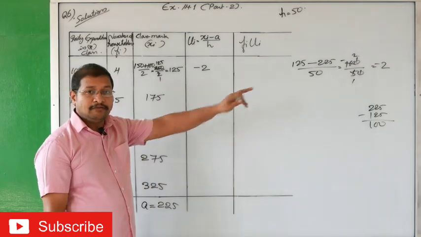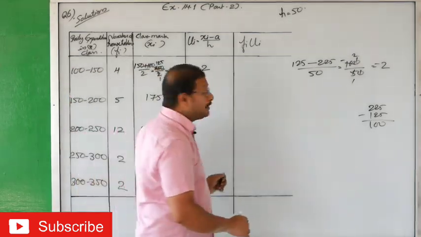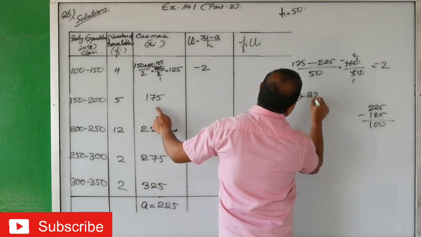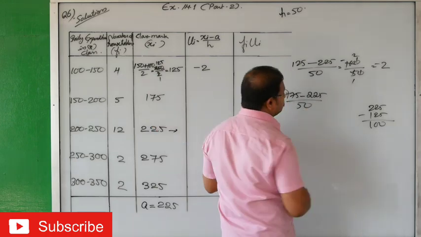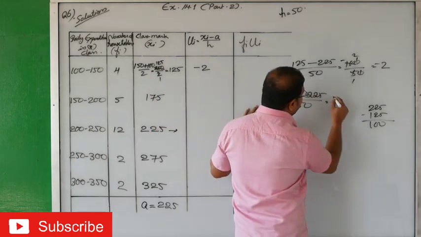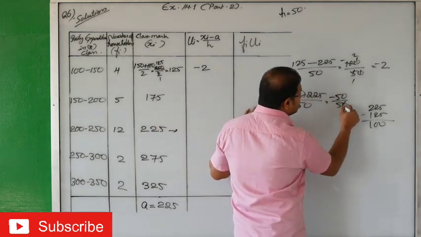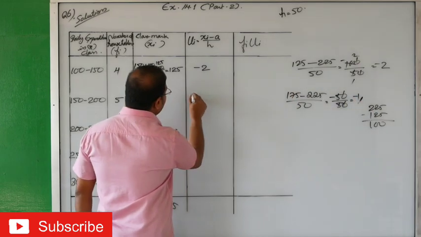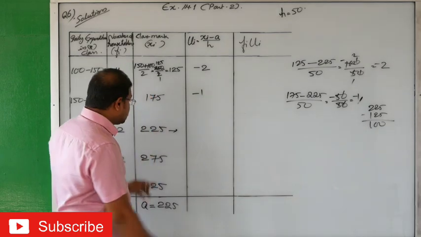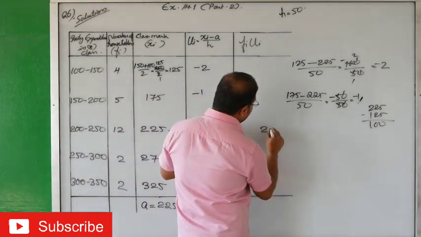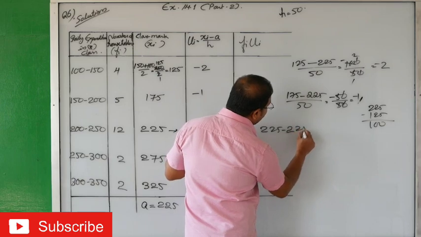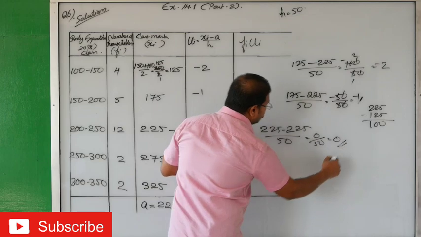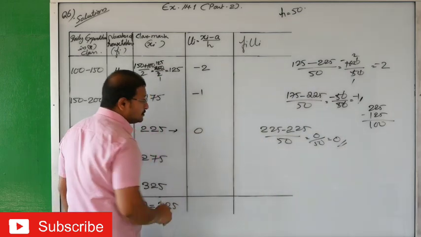Ready? So what will you write here? Minus 2. Ready? Next one, what will you do? 175 minus 225 divided by 50. When you subtract, you will get minus 50 by 50. Zeros cancel, 5 and 5 cancel, we get minus 1. So you are going to get here minus 1. Next step, what will you do? 225 minus 225 divided by 50 equals 0 by 50 equals 0. So here we will get 0.